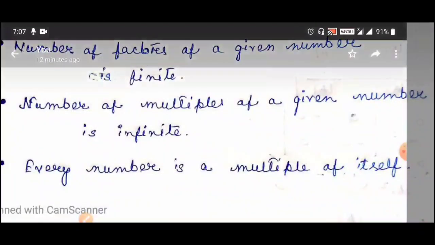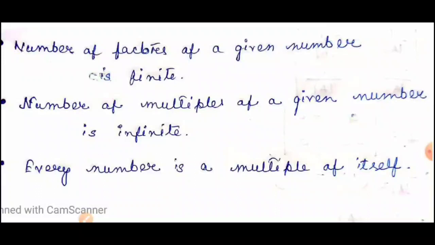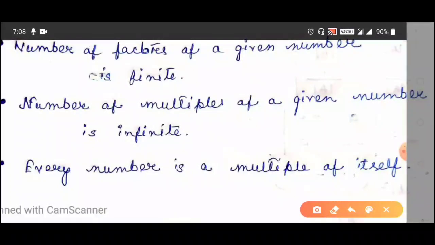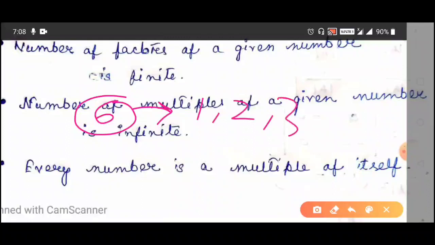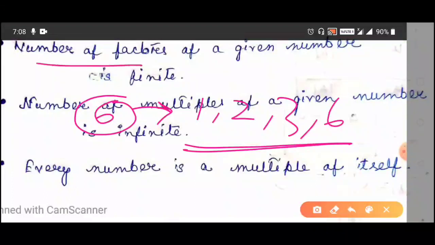The next point is number of factors of a given number is finite. Finite means countable. Suppose whenever we were finding the factors of 6, the factors of 6 were 1, 2, 3, 6. How many factors? 4 factors. So it is said that number of factors of a given number is finite, that means countable.